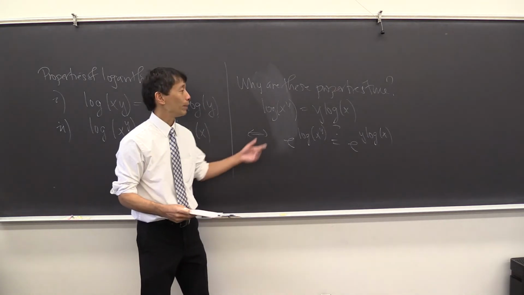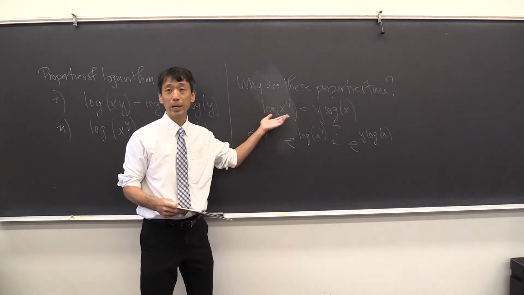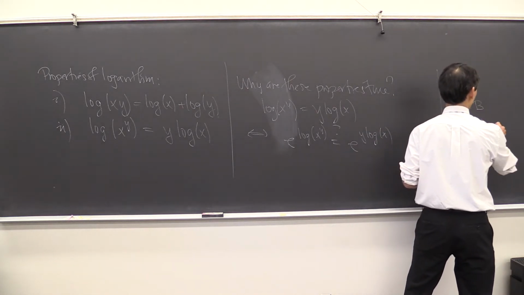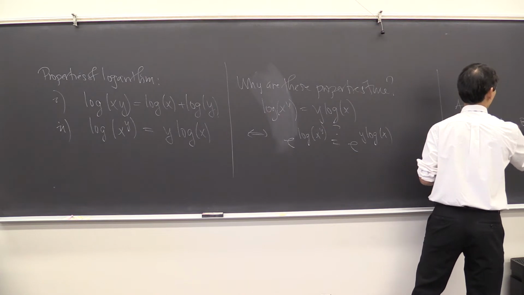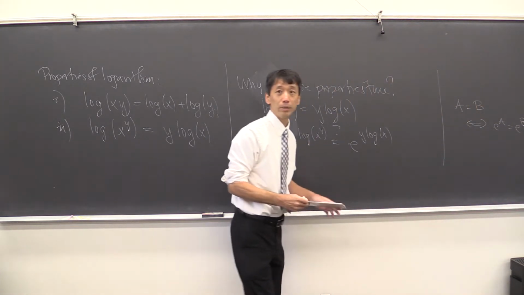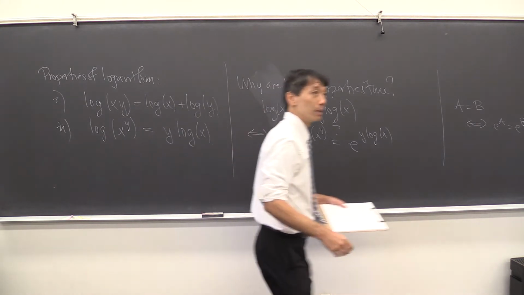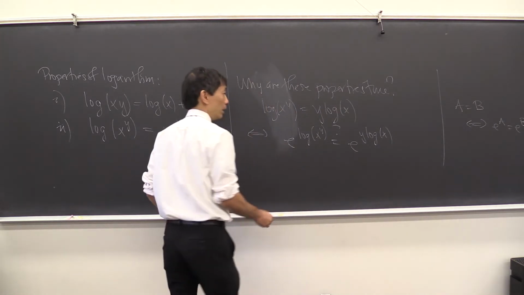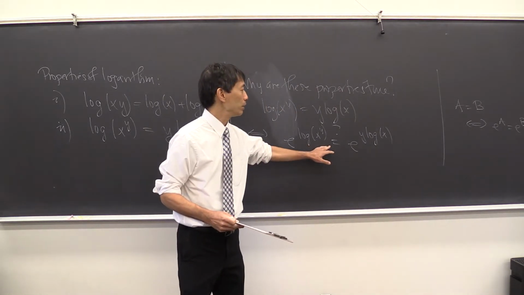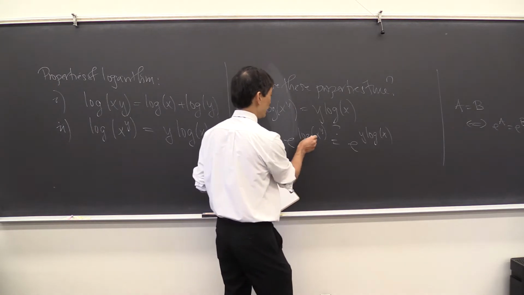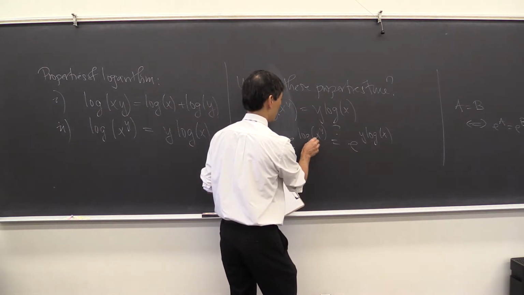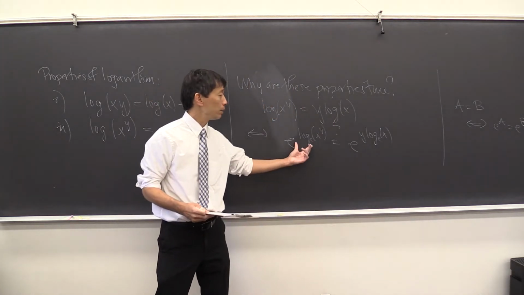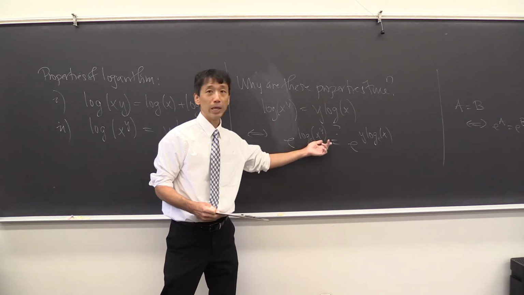Right? So remember, if you want to check that a equals b, that's equivalent to checking if e to the a equals e to the b. We mentioned that last time. Okay. And so, is this true? Well, let's say that these are log base e. What's e to the log base e of x to the y?